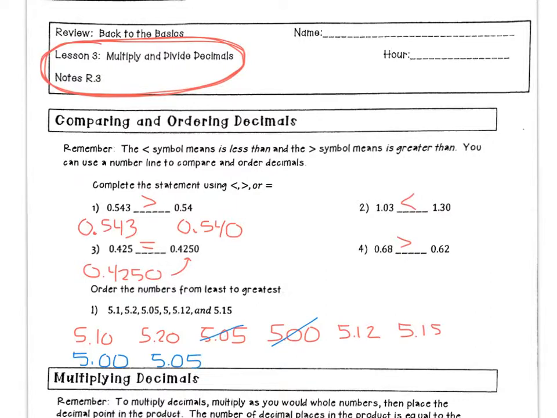then 510, so 5.10. Again, now that they have identical number of digits to the right of the decimal, they all go to the hundredths place, I can just kind of ignore the decimal and treat them like regular whole numbers. Next will be 5.12, then 5.15, and last 5.20.